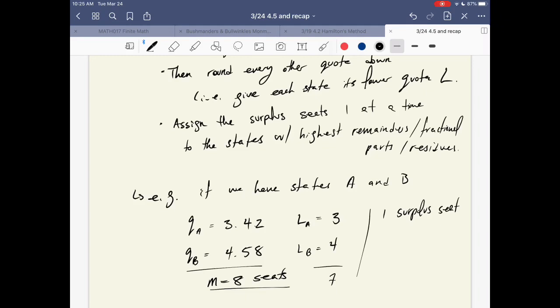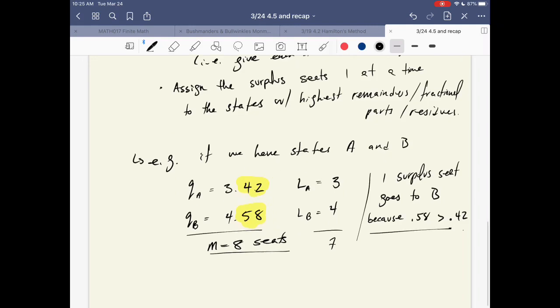And we'll give it to the one with the highest fractional part. So we look at the decimals. Now we forget about the 3 and the 4. We say, okay, state B has the higher decimal. Because state B has 0.58 and state A has 0.42, the 1 surplus seat goes to B, because 0.58 is greater than 0.42. Does that make sense? Well, good.